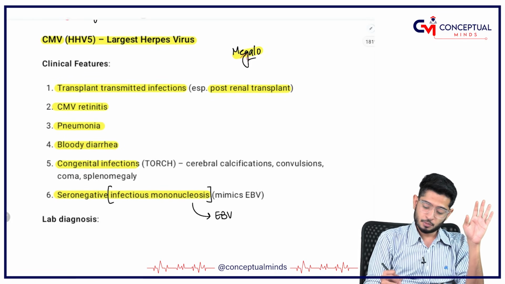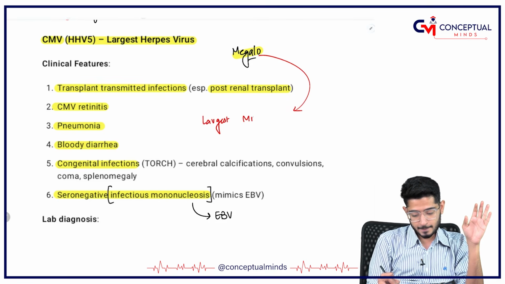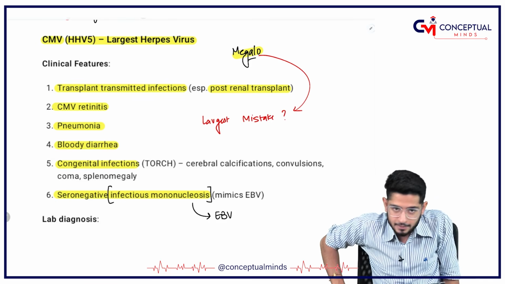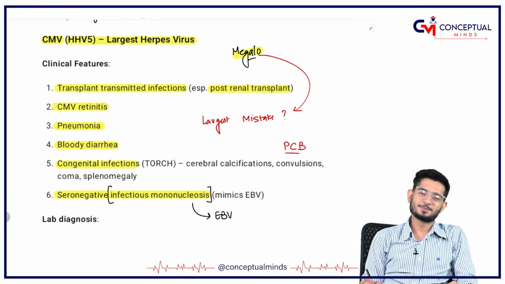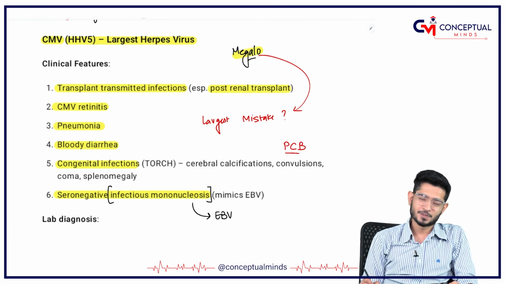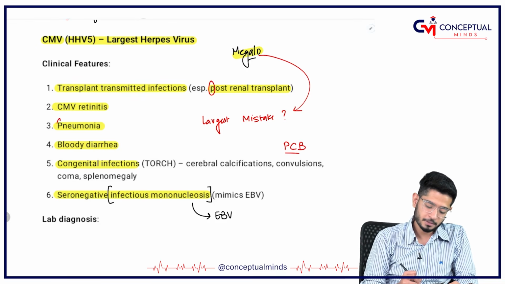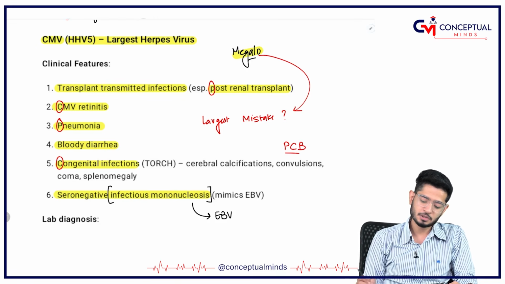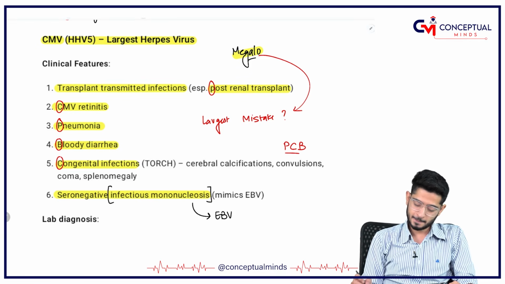So, if I ask you what was the largest mistake you did in your entire life? People will say choosing PCB. So, PCB is the clinical feature of cytomegalovirus. What is PCB? P for post-renal transplant infection, P for pneumonia, C for CMV retinitis, congenital infection, B for bloody diarrhea. Okay, got it?